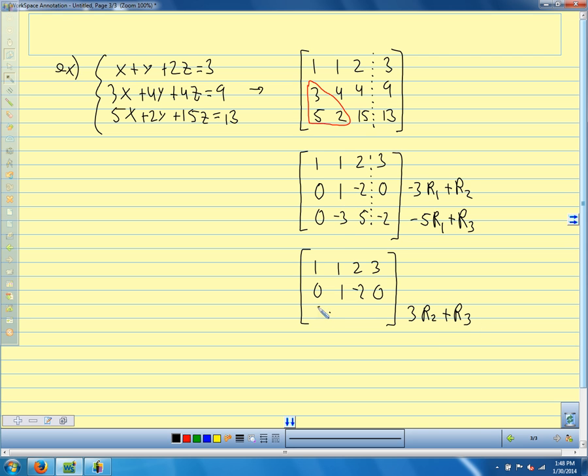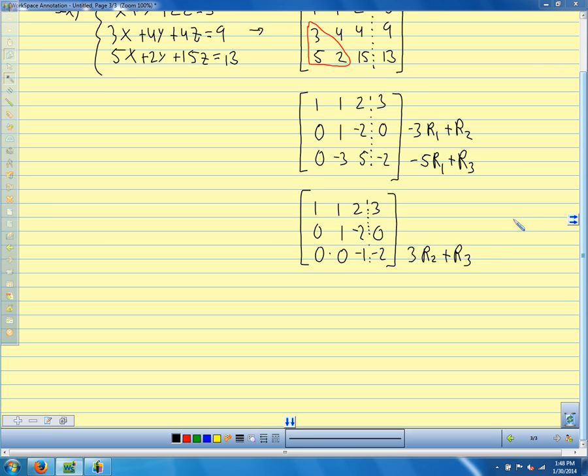So this is going to stay a 0. 3 times 1 is 3, minus 3 is 0. 3 times negative 2, negative 6, plus 5 is negative 1. And 3 times 0 is 0, minus 2, is negative 2. So here's another row equivalent matrix. I got these elements to 0.